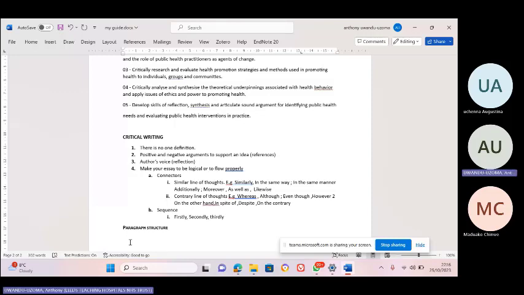Writing your paragraph, you start with a topic sentence. So start with your topic sentence. That's the first thing. Number one, topic sentence. Then you add your supporting sentences.